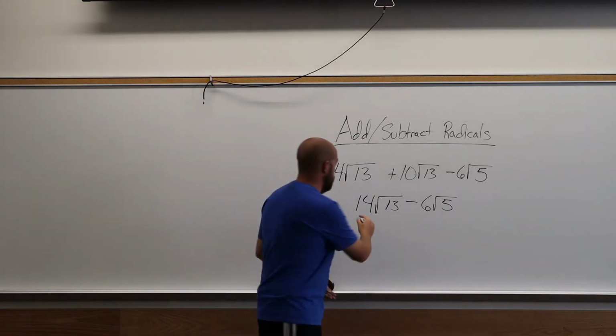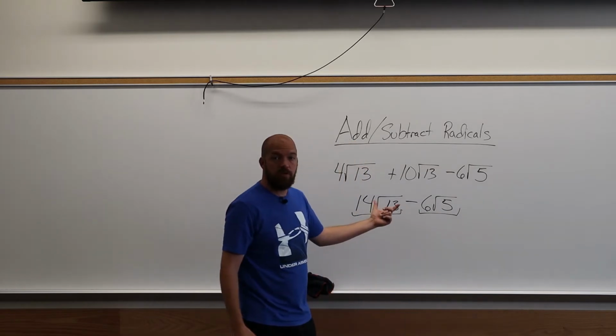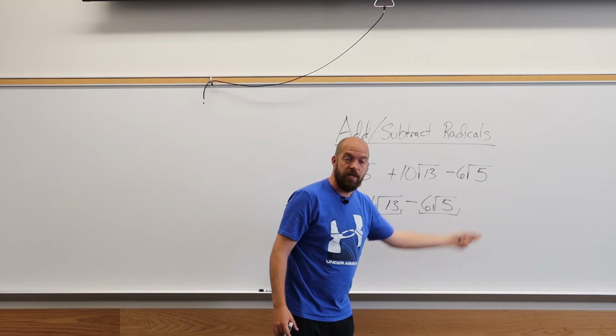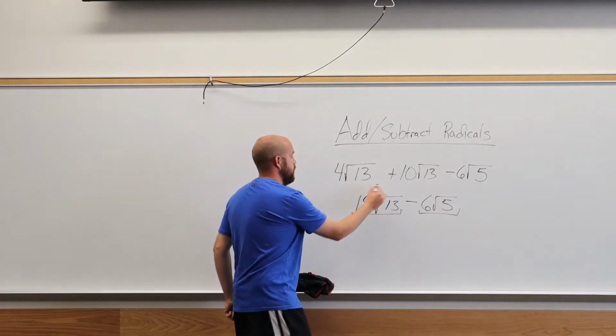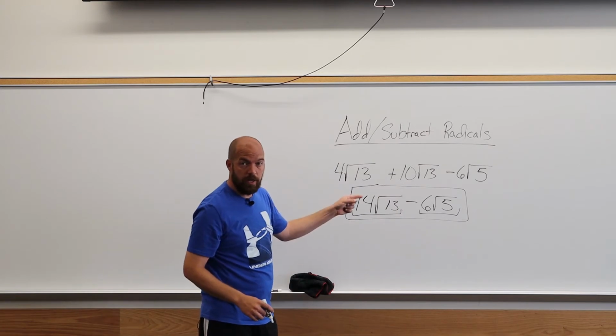Now those two terms, remember a term is separated by addition or subtraction sign. Those two terms are not the same. They're not both square roots of 13 or square roots of 5, so I can't put them together. This would be my final answer here if I was adding or subtracting those radicals.